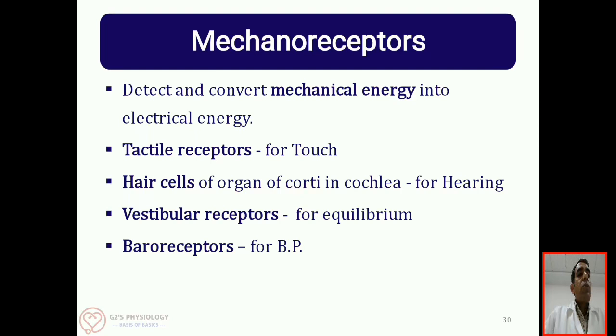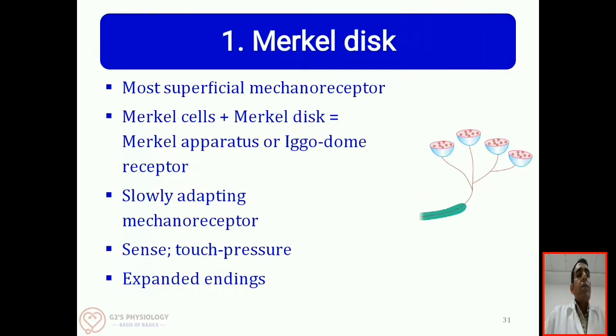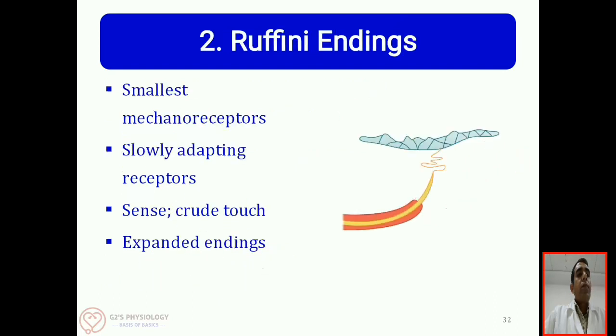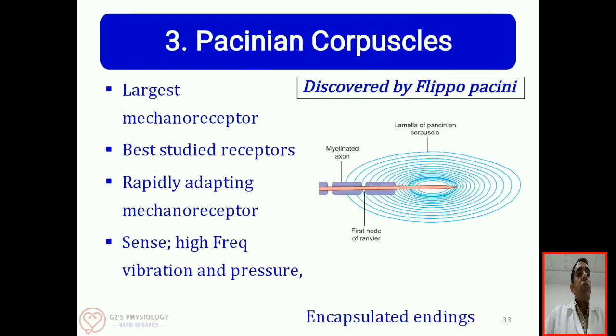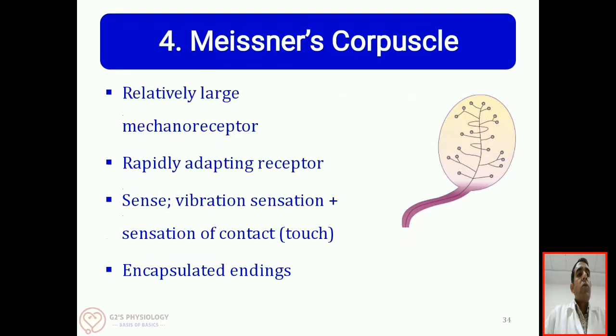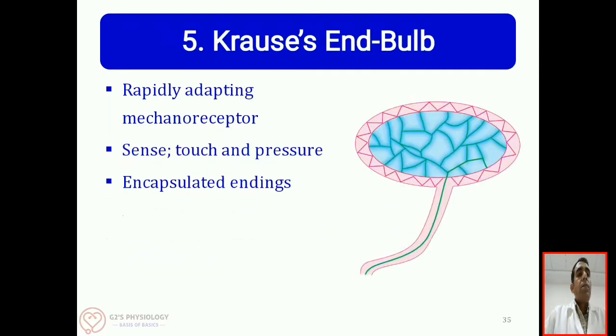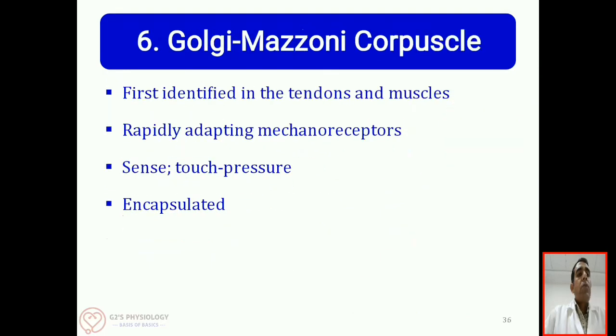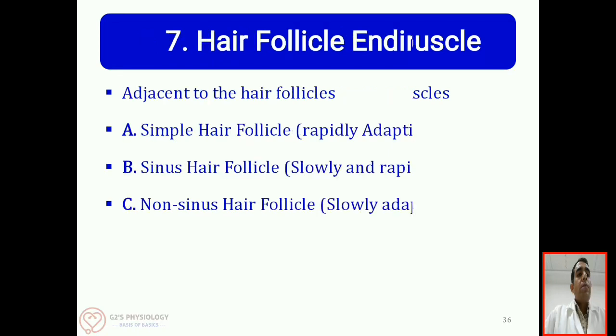It may be mechanoreceptors. Examples are the tactile receptors, hair cells, baroreceptors. Important mechanoreceptors are the Merkel disc, which is slowly adapting, and Ruffini endings. These both are the expanded endings. Next are the encapsulated ones: Pacinian corpuscle, Meissner corpuscle, Krause bulb, Golgi-Mazzoni corpuscle, and hair follicle endings.